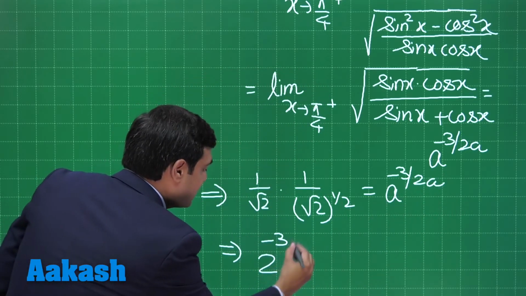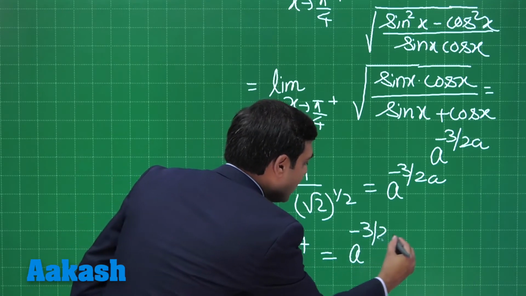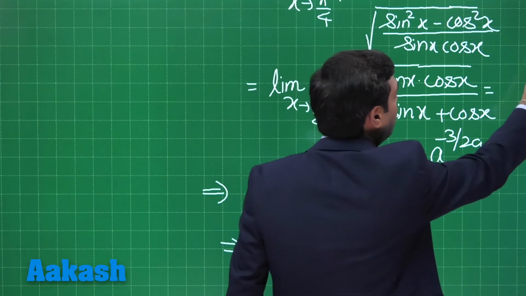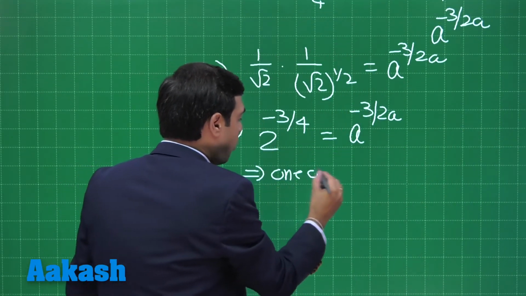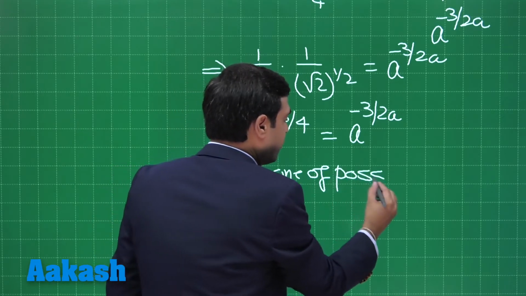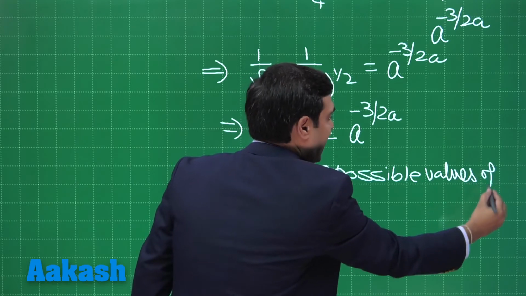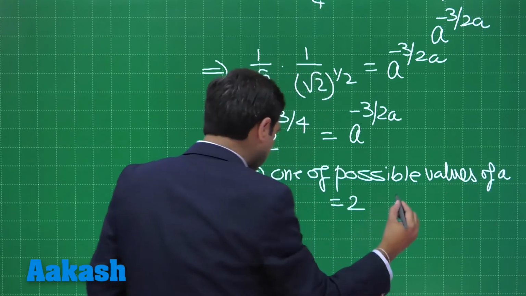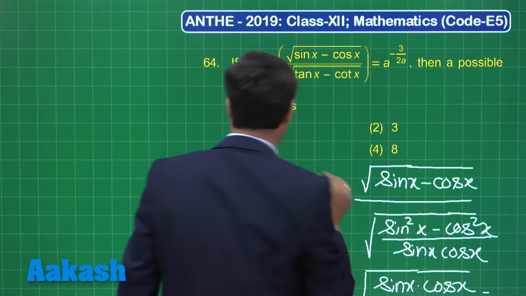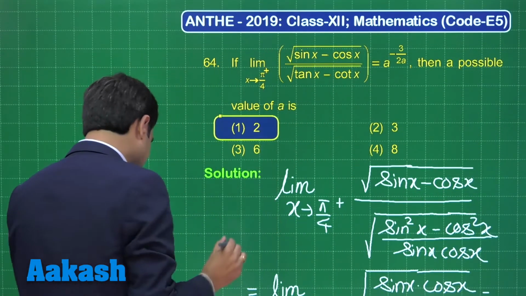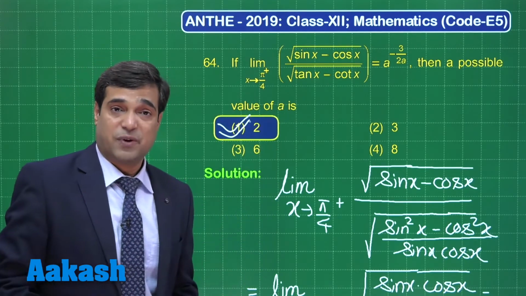So here you have 2 raised to the power -3 by 4 is equal to a to the power -3 by 2a. Now when you compare here, you obtain that one of the possible values of a is clearly 2. So let's check from the given options because it was given as 2. So let's consider this one as one of the possible values. Let's move on to the next question now.